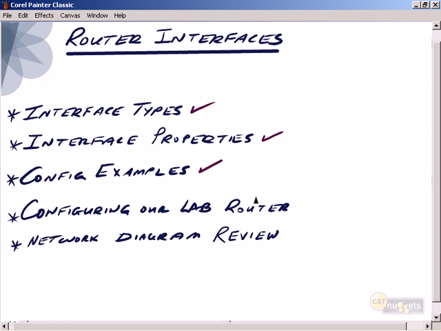Then we'll look at configuring interfaces on our lab router, which we're going to use in our upcoming labs and scenarios. And then, of course, we have to look at a network diagram to see what we're going to build on, and we'll review that network diagram, the one we're going to be using pretty much to the end of this series in our configuration scenarios. That's going to really set you up nicely as you walk on the job at Nugget Lab.